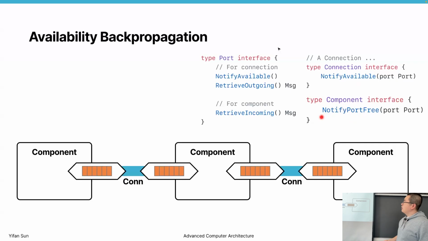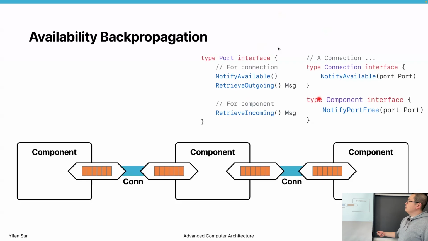Then the component also has a notify port free. So when this port goes from a full state to a not full state, when a buffer slot becomes available, it will call the component. It will tell the component, "Oh, I have a buffer slot free. You can try to inject something to me."